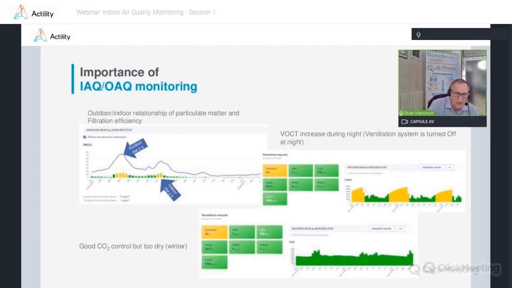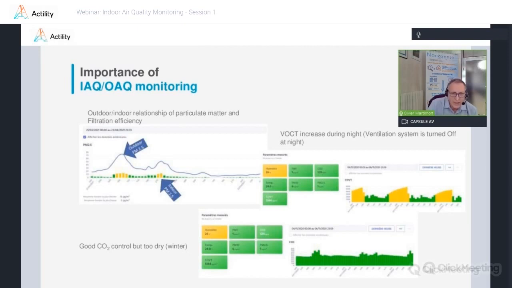On the right side, you can see in the center the VOC that increased during the night because in this building, they shut down the ventilation during the night. So materials are emitting and the VOC goes up. And then when the HVAC returns to on in the morning, it is evacuated and it is normal and acceptable, in green.